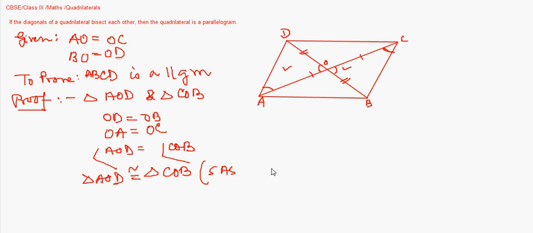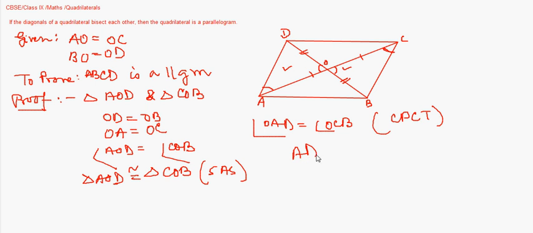SAS congruency. Now once we prove the congruency of these two triangles, the angle I had marked previously, that is angle OAD, becomes equal to angle OCB by CPCT, and because these two are alternate interior angles, AD becomes parallel to BC.